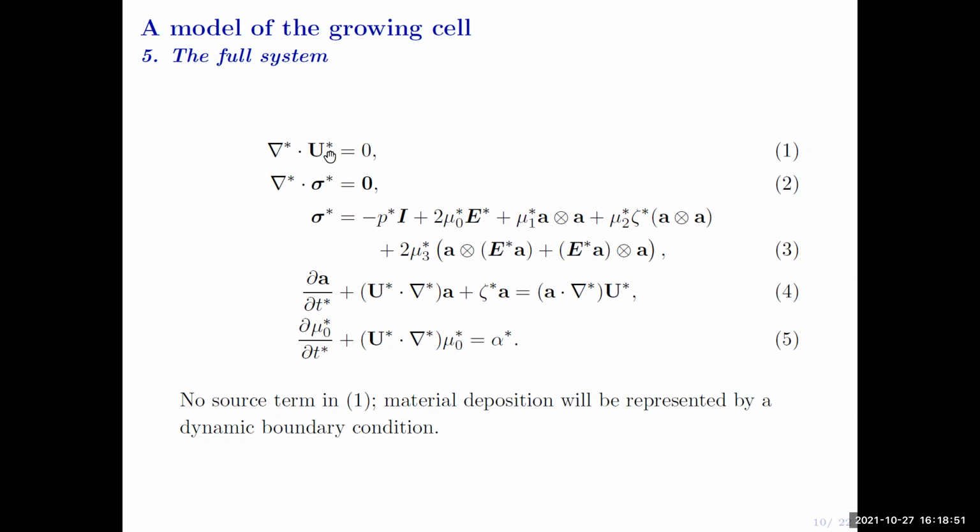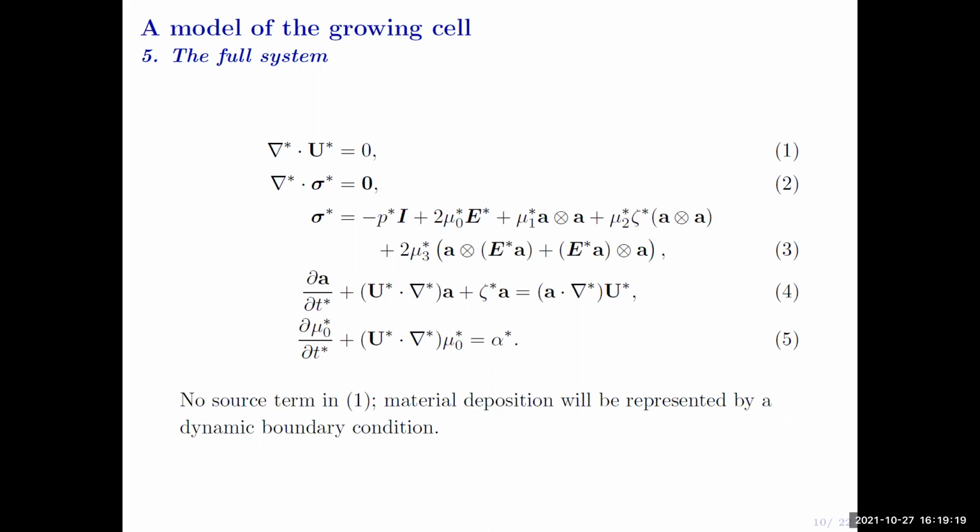And yet there's no source term in equation 1, in the mass conservation, and we take care of the material deposition aspect by a boundary condition that we impose on the inner surface of the cell wall. And effectively, the argument is very simple: you can tune that boundary term just right, so that effectively H, if you remember, the cell wall thickness, remains constant.